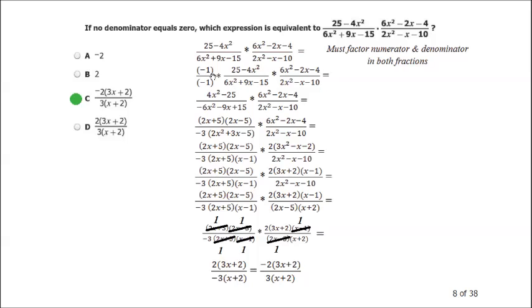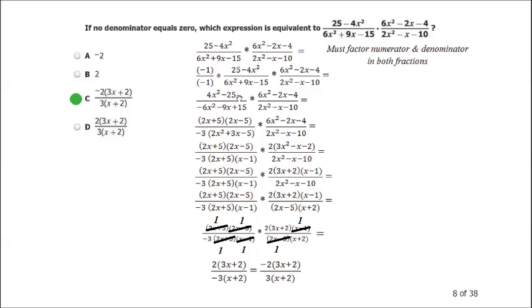So if I multiply the numerator and denominator by -1 here, now the 25 minus 4x squared, wouldn't that become a minus 25 and a positive 4x squared, or simply 4x squared minus 25? So you should easily recognize that as a difference of squares. Multiplying the denominator by a -1 is going to give me a negative 6x squared minus 9x plus 15. Then I'm just bringing down the second fraction for now. I'm going to factor that later.